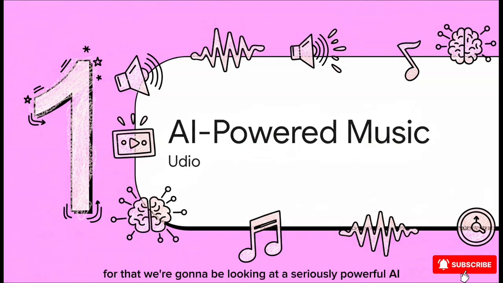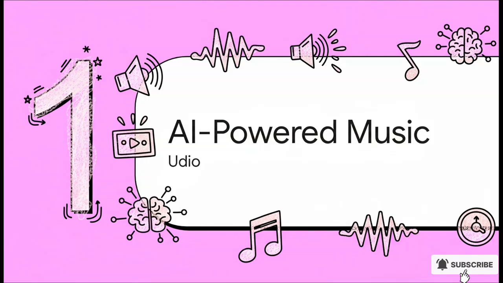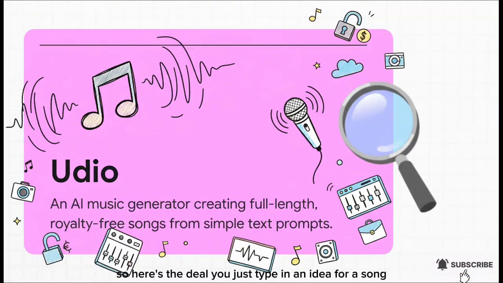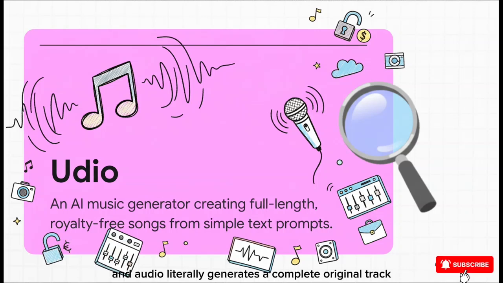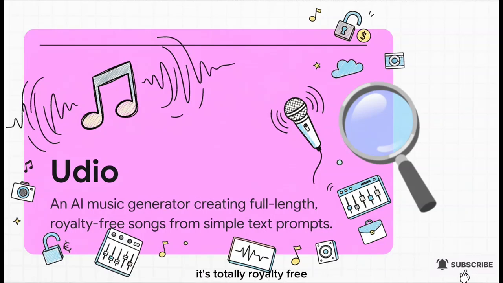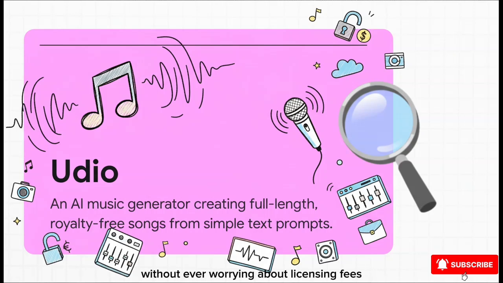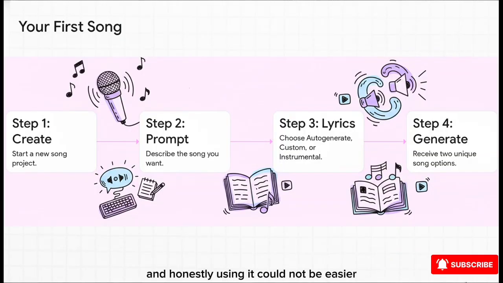For that, we're going to be looking at a seriously powerful AI music generator called Udio. So here's the deal. You just type in an idea for a song, and Udio literally generates a complete original track. We're talking music, lyrics, vocals, the whole shebang. And that's the killer feature, right? It's totally royalty-free. You can use it anywhere you want, from social media to your own projects, without ever worrying about licensing fees.